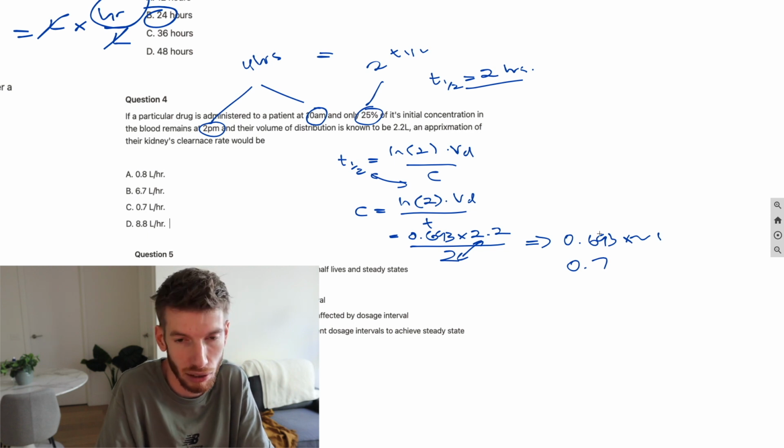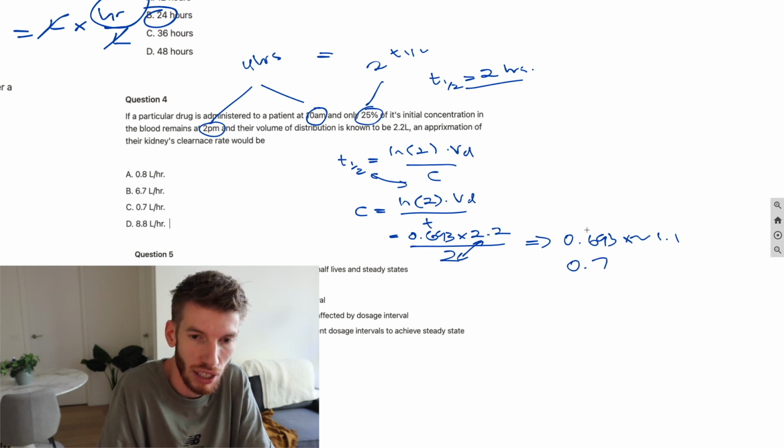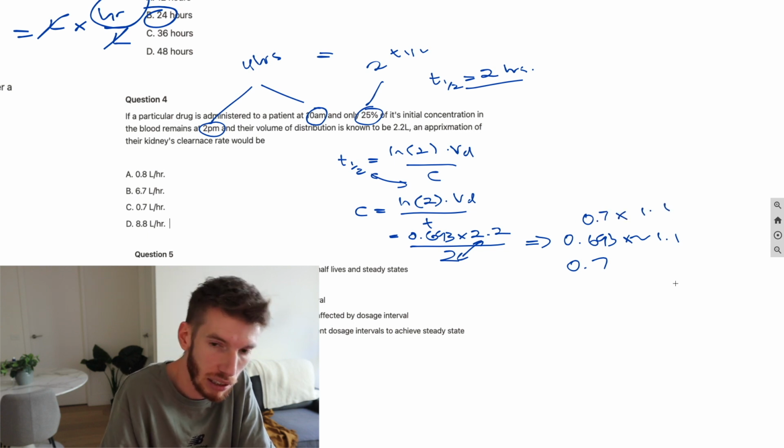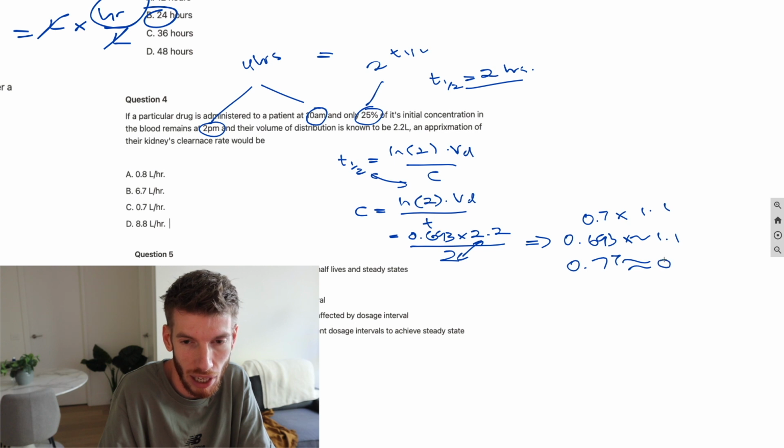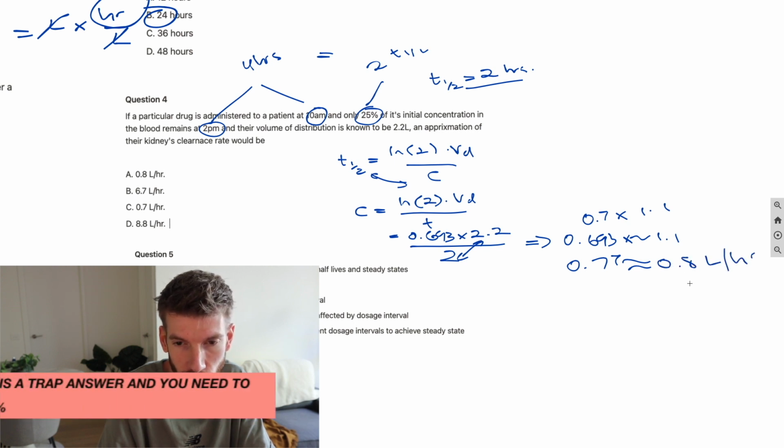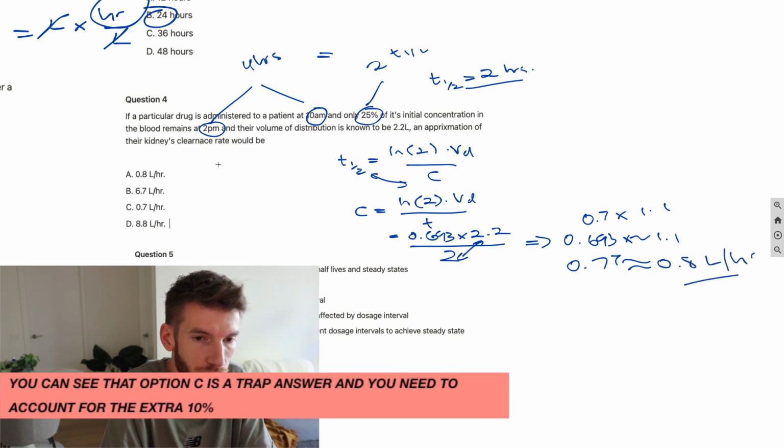If I wanted to be more accurate, it's technically 1.1. So then I can just call this 0.7 times that by 1.1. I'm adding 10%. So 0.77, which is around about 0.8 litres per hour. And there we go. So this then would be A.